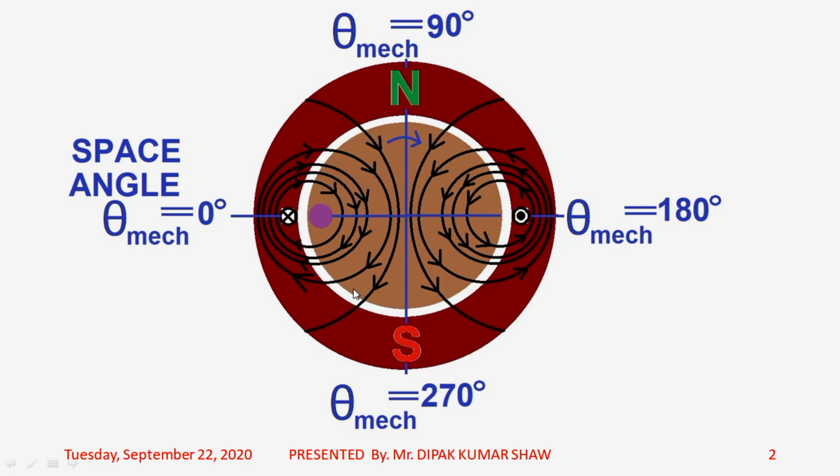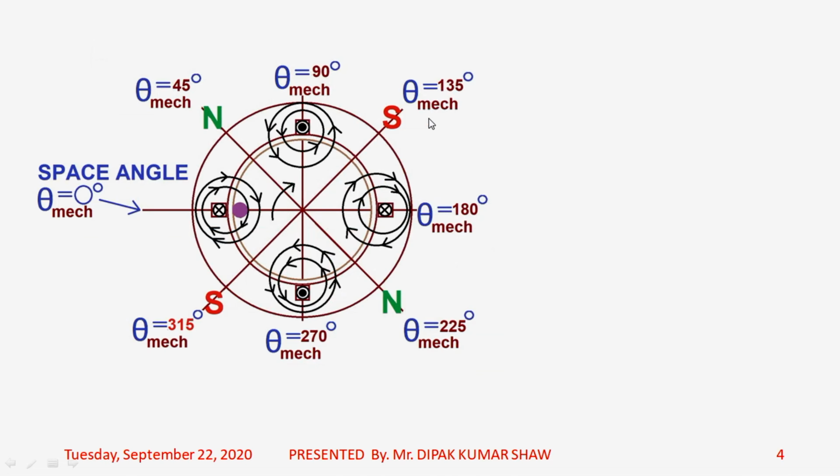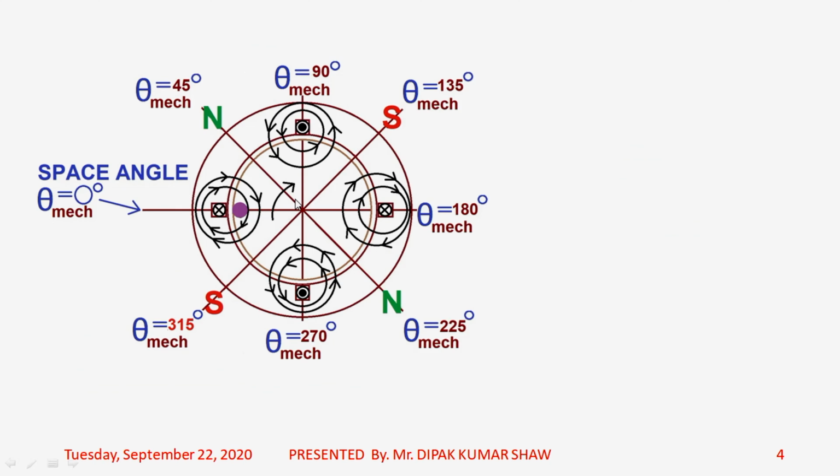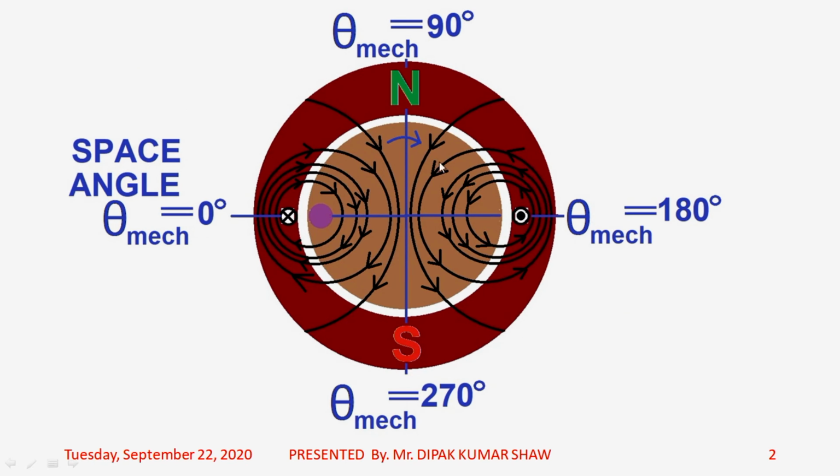That means actually the variation is like this, but we have applied Fourier series, so there will be one fundamental component and there will be your space harmonics. So we are ignoring the space harmonics and we are only thinking of the fundamental component. So we can now say that the space distribution of magnetic flux density in the air gap for this two pole arrangement is sinusoidal in nature.